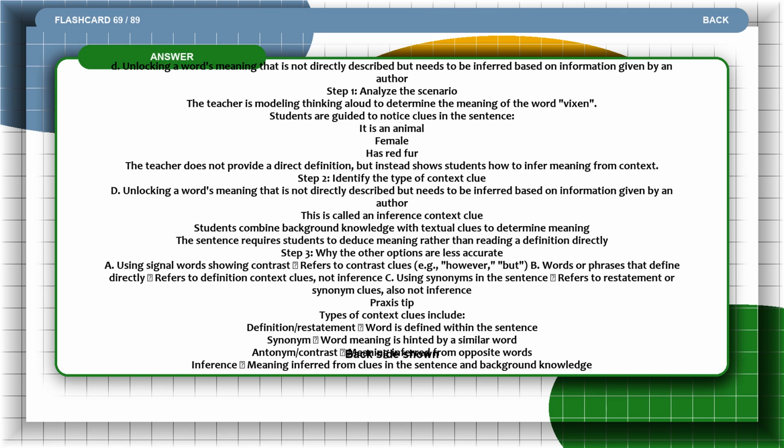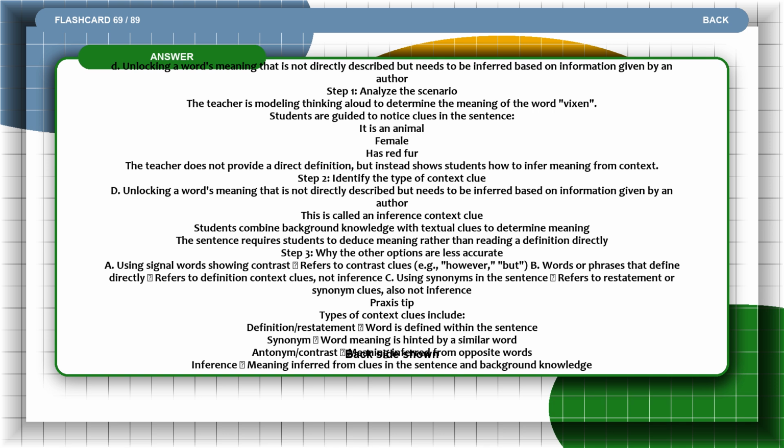The answer is D. Unlocking a word's meaning that is not directly described but needs to be inferred based on information given by an author. Step 1. Analyze the scenario. The teacher is modeling thinking aloud to determine the meaning of the word vixen. Students are guided to notice clues in the sentence. It is an animal. Female. Has red fur. The teacher does not provide a direct definition, but instead shows students how to infer meaning from context.